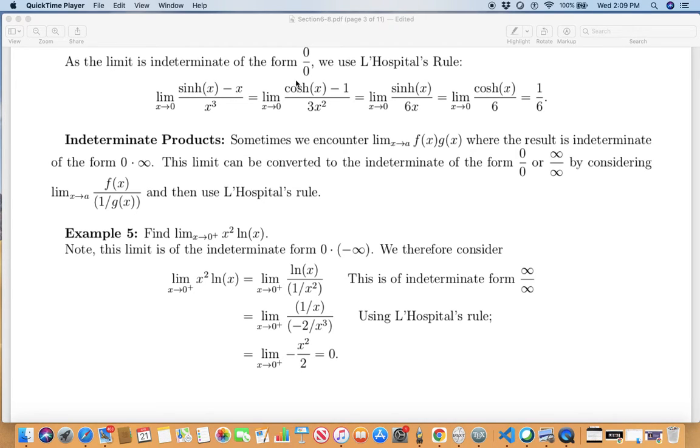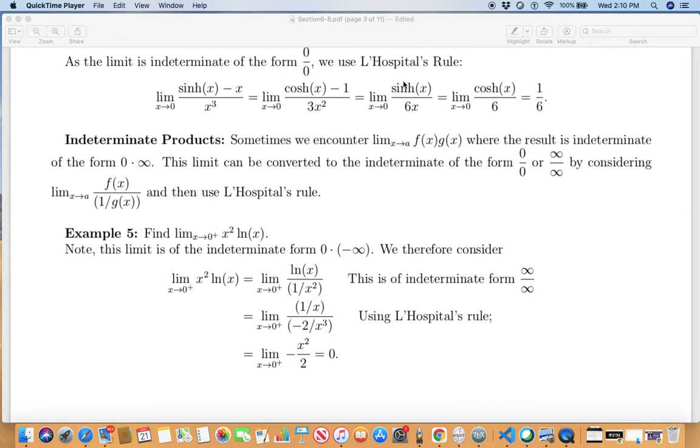The derivative of sine hyperbolic is cosine hyperbolic. The derivative of x is 1. The derivative of x cubed is 3x squared. Now, when x approaches 0, this gives me 1. 1 minus 1 is 0, and the denominator gives me 0. So it's still indeterminate, and I need to take the derivative once again.